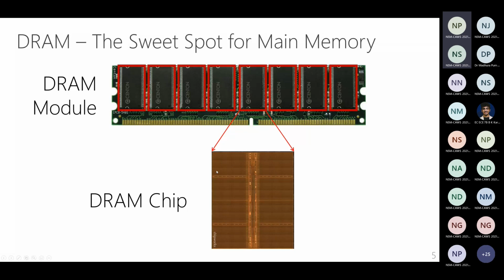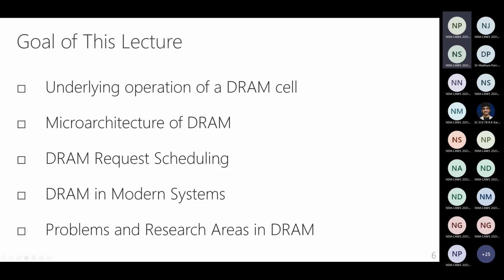So this picture at the bottom that I show here is actually a die photo of a DRAM chip, and you can distinctly see 8 different boxes here. Within those boxes as well, one thing that immediately strikes you is that this is a highly regular structure. You can see those grids inside. So essentially, what we will try to do in this lecture is understand the underlying operation of a DRAM cell.